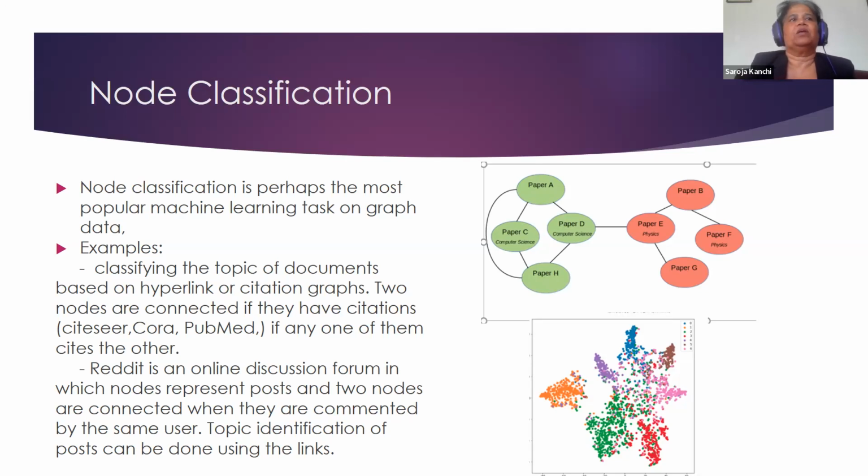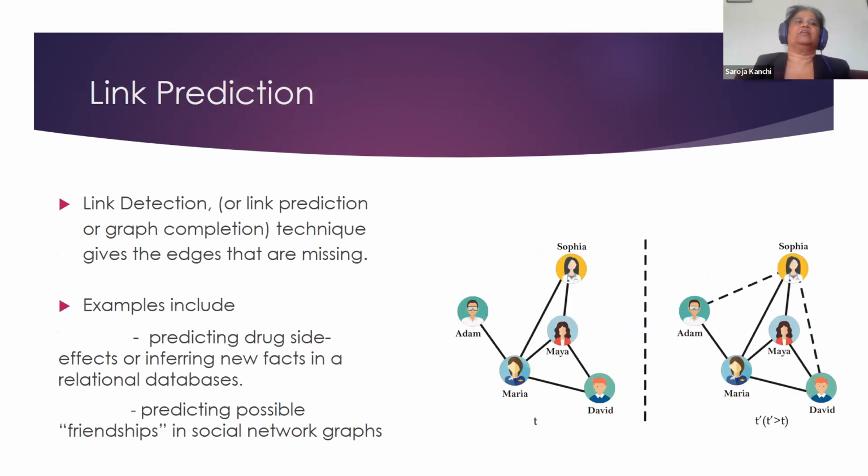the same user. Similarly, PubMed is a very standard data for graph processing, from CiteSeer and Quora and PubMed, where you talk about two papers being related to one another if they cite one another. Using the citation links, can we then predict the topic of a paper? So those are some of the node classification techniques.